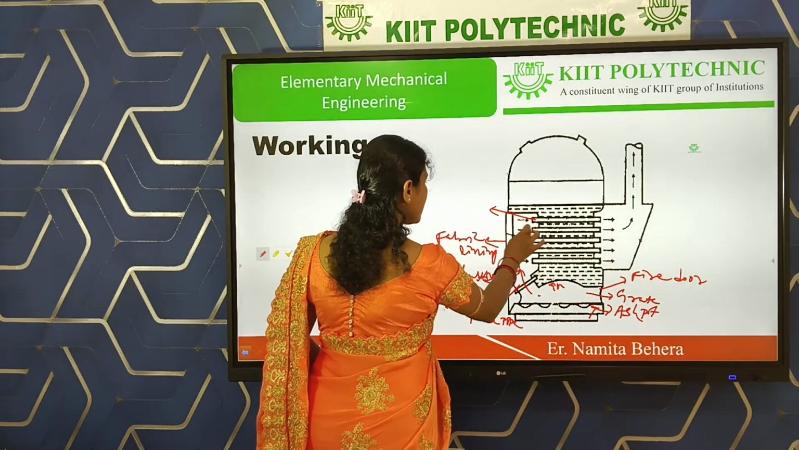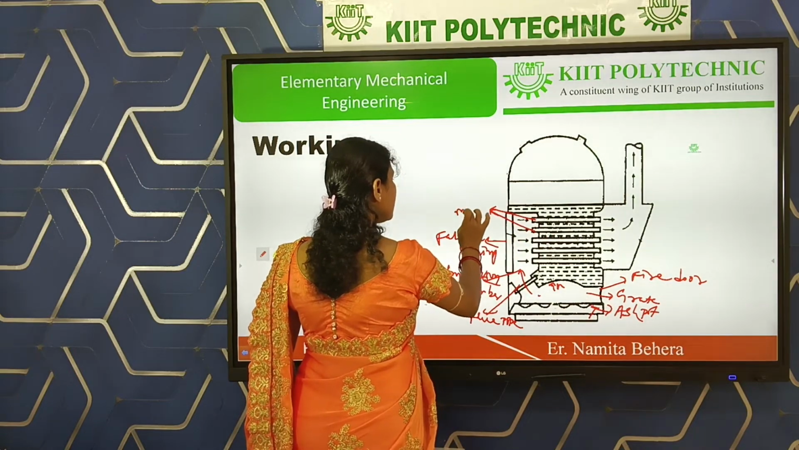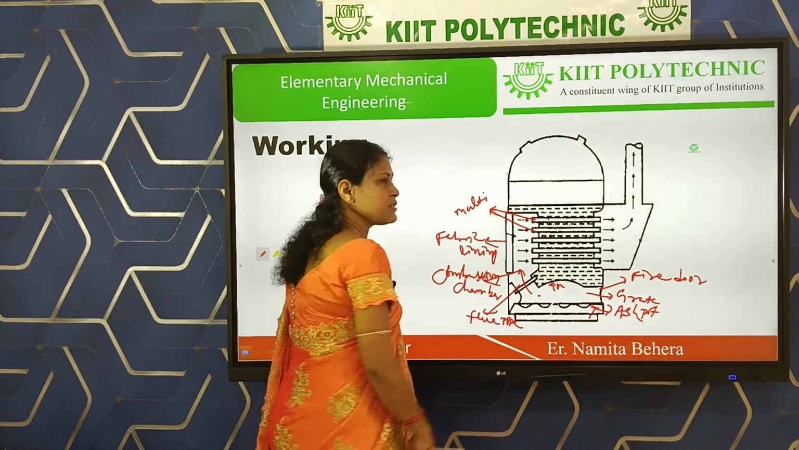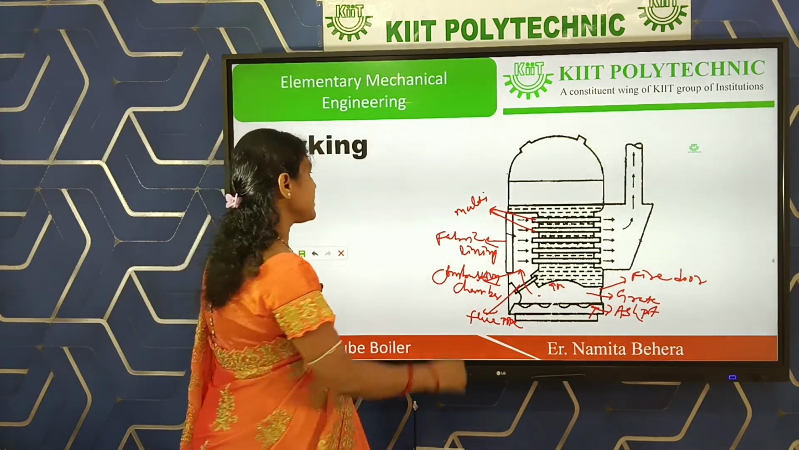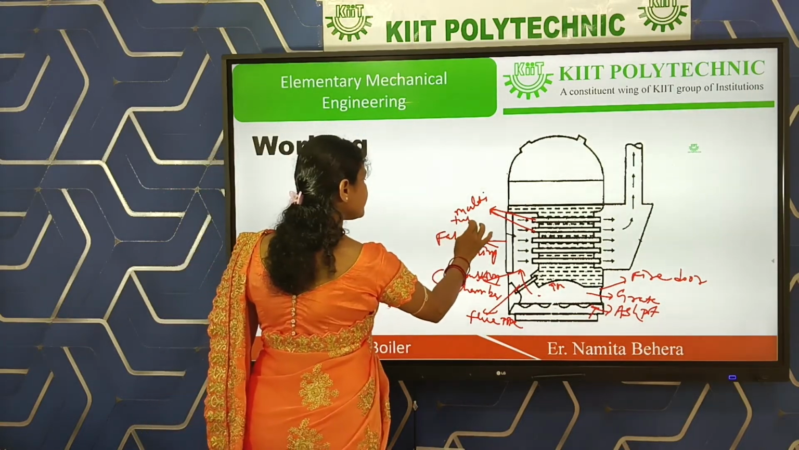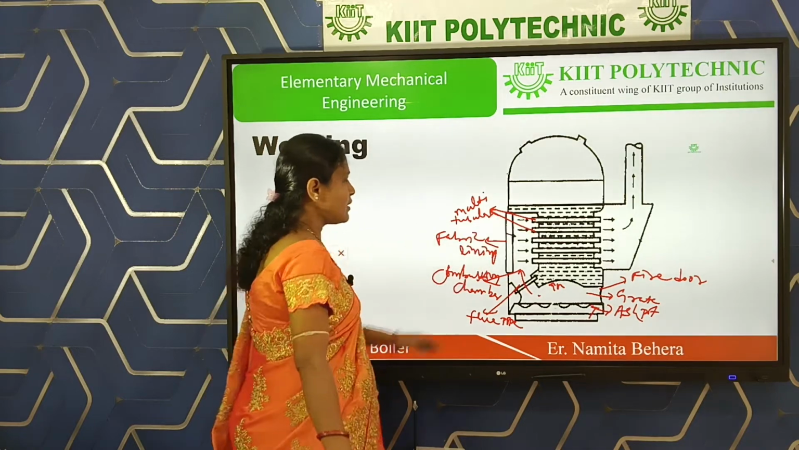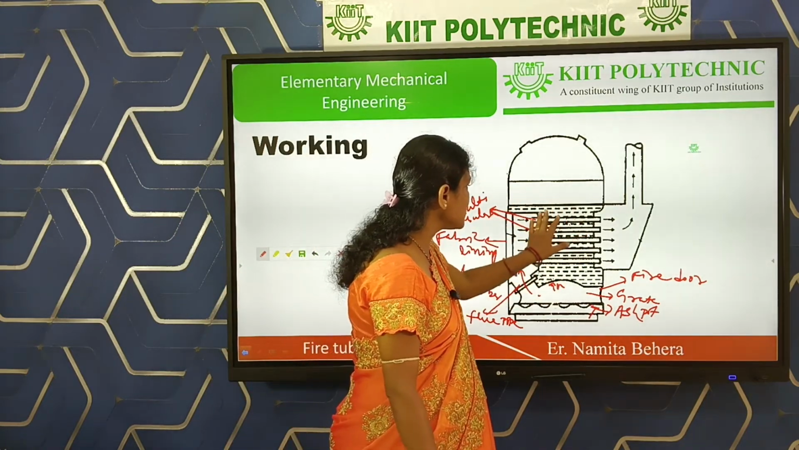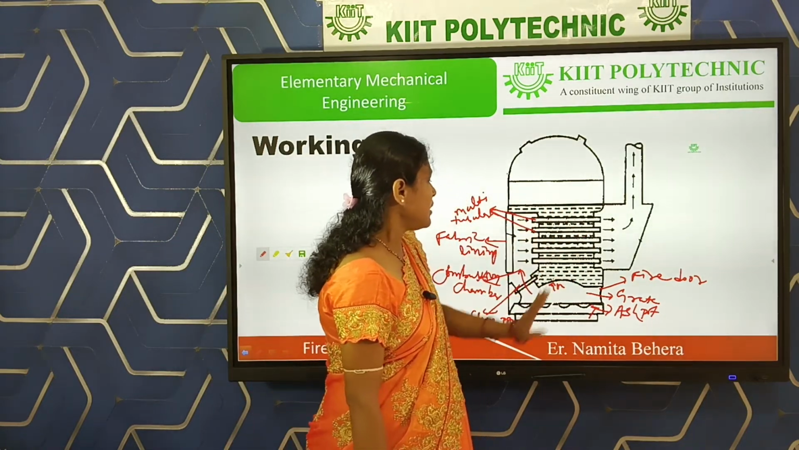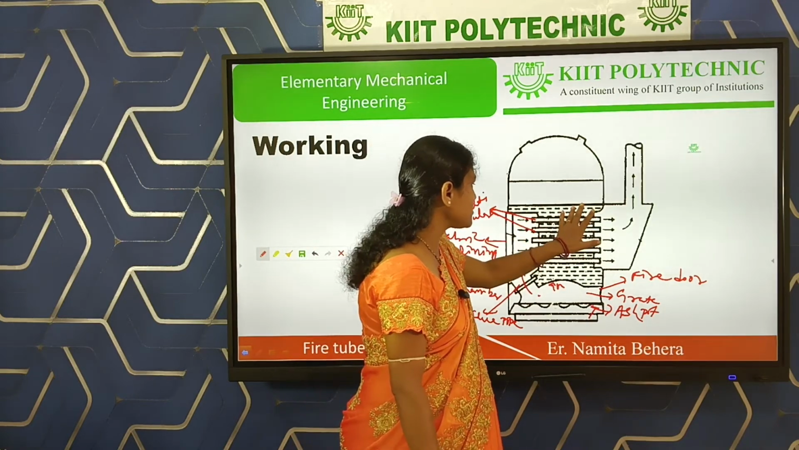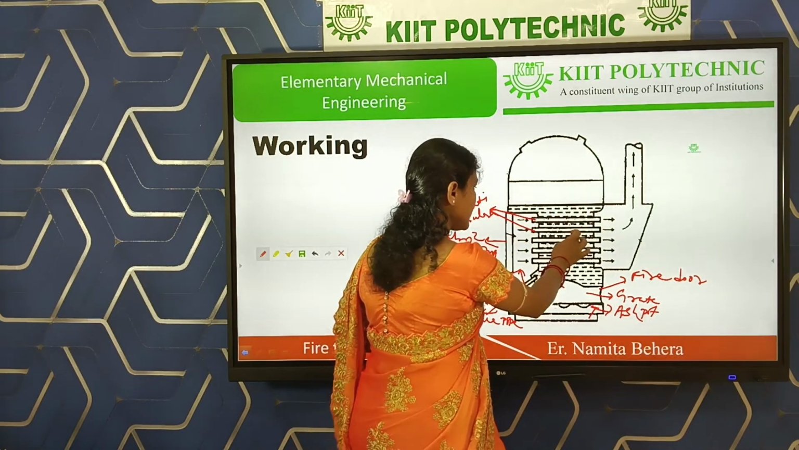multi-tubular fire tubes. Multi-tubular means a number of tubes are there. This is called multi-tubular fire tubes. Then outside of the tubes, water is surrounded. This is called the water.